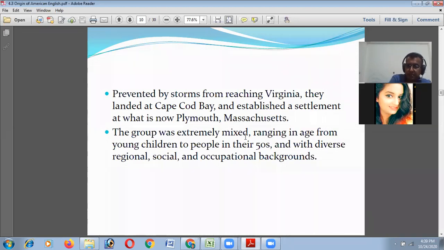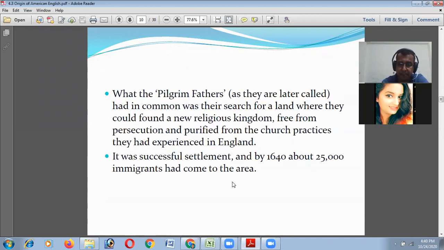This group was extremely mixed, ranging in age from young children to people in their 50s, and with diverse regional, social, and occupational backgrounds. So in Massachusetts, we see a mixture of several religious or ethnic groups, and also of ages. The people who went there from England were young children, and also people in their 50s.